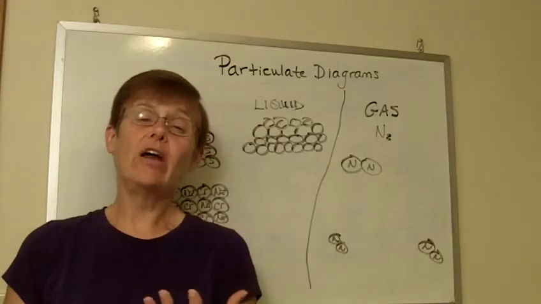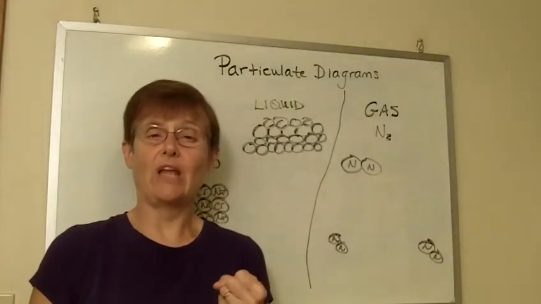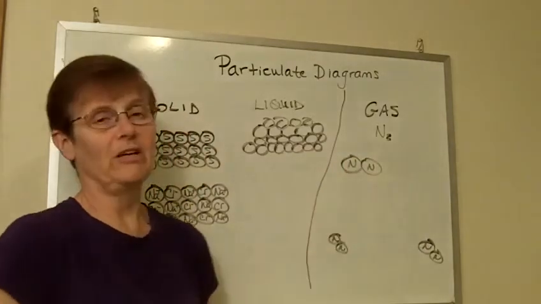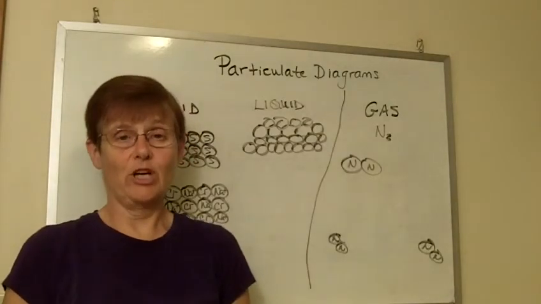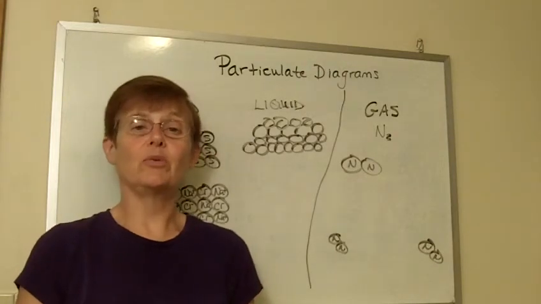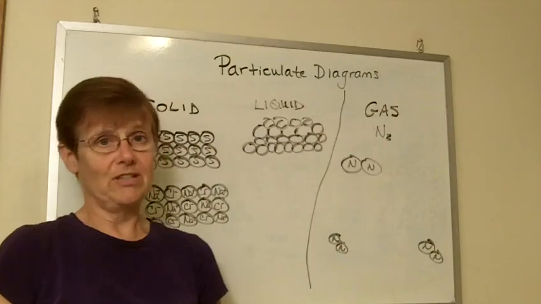Now if we had something like argon gas, that does not form diatomic molecules, that forms just individual atoms. And we might have just one circle here, and one here, and one here, and we could label those argon. So this is what we mean by a particulate diagram. And later in the year, we'll look at what happens when substances dissolve, and we'll learn to draw particulate diagrams for those as well. But this is as far as we need to go right now.